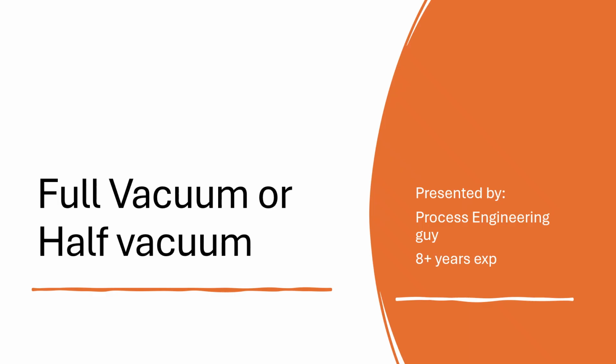Now most chemical engineers are comfortable talking about pressure design, but vacuum design is something we usually don't think about until a problem happens. Many vessels that are perfectly safe in pressure have actually collapsed because of the vacuum. In this video, I'll explain what full vacuum and half vacuum really mean and when we should specify them as design conditions and what actually changes in vessel design because of vacuum. In a very practical way, I'll be explaining this.